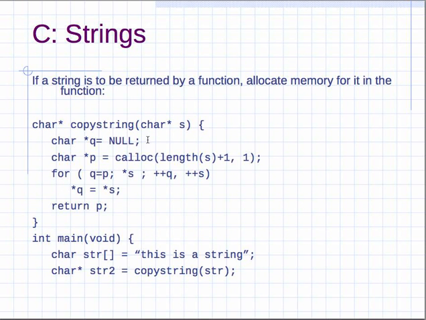So if a string is to be returned by a function, we need to allocate memory in whatever function is going to return that string. For example, here is a function that takes a single parameter, a pointer to a character, and it'll make a copy and return a pointer to a copy of s. So it's not just returning a copy of that memory address. It's not just returning a copy of s, it's taking whatever s points to, creating a complete copy of that null terminated string, and then returning the copy.